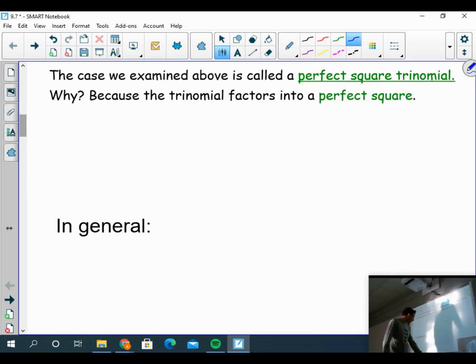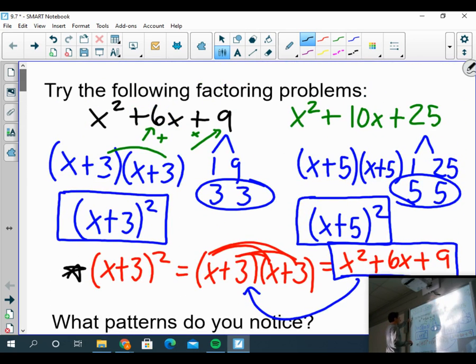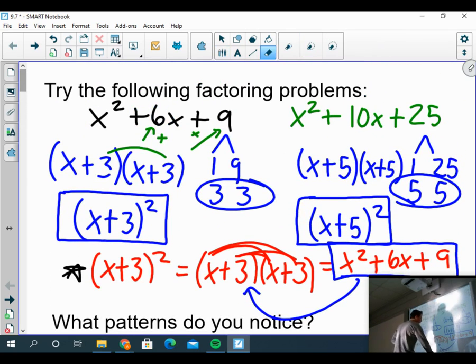So the case in the definition I want you to write down, the case we just examined above, is called a perfect square trinomial. Why? Because our trinomial is going to factor into a perfect square. What's a perfect square? It's when something times something else, and those two somethings are the exact same thing. Think about it like this. If I look back above, let me erase some of the mess we've got going on here.